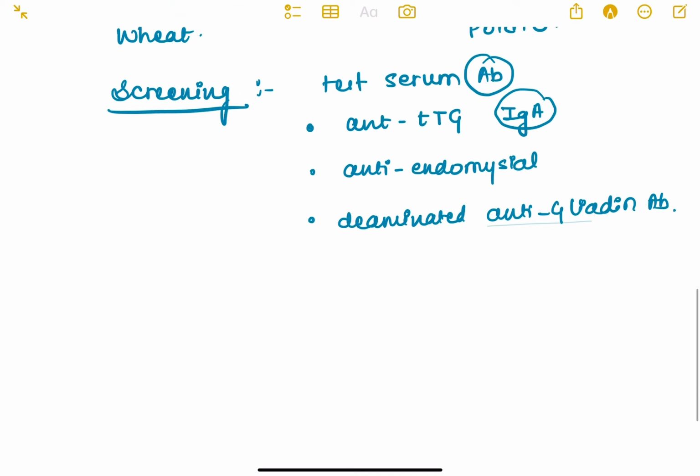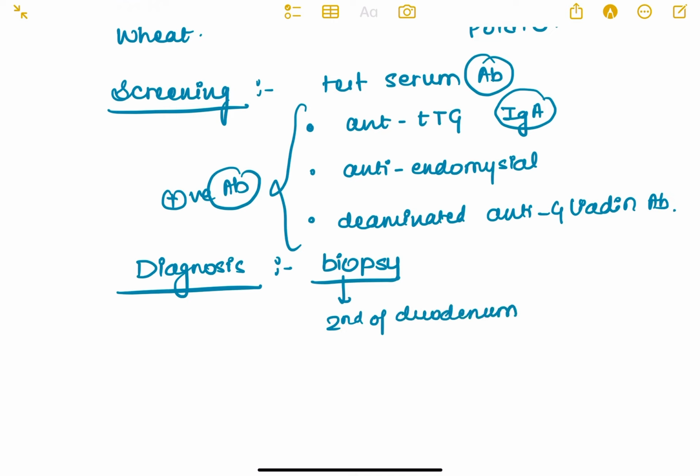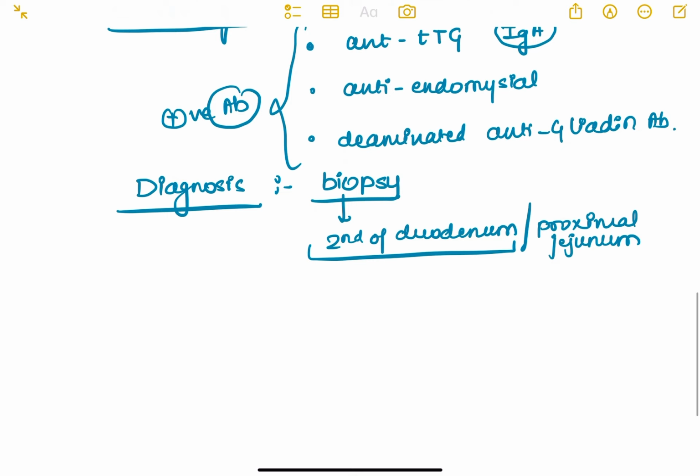Okay, and for the diagnosis, in patients who are having the positive antibodies, it is confirmed by biopsy. From where will we take the biopsy? From the second part of duodenum or from proximal jejunum. The second part of duodenum is the preferred site for biopsy.